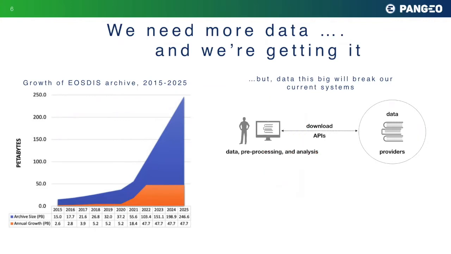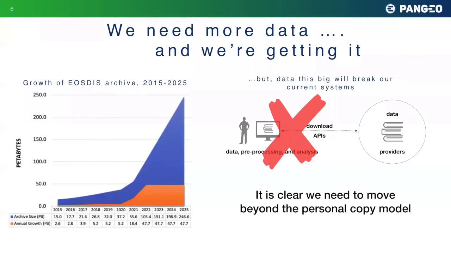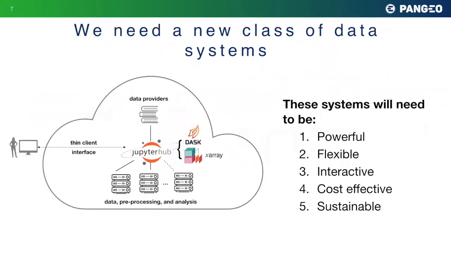And this diagram I have here is basically showing that you have some data provider and you have some API to download that data to your local computer, and we just can't do that anymore. This problem by itself has motivated a lot of the work we've done. So we need a new class of data systems. I'm going to highlight mostly cloud native data systems, although we don't have to oversubscribe to that idea. HPC systems can operate a lot like the cloud if they change their ways a little bit.